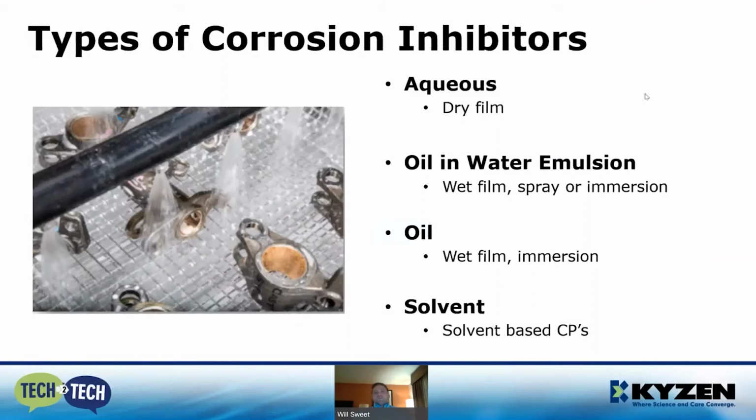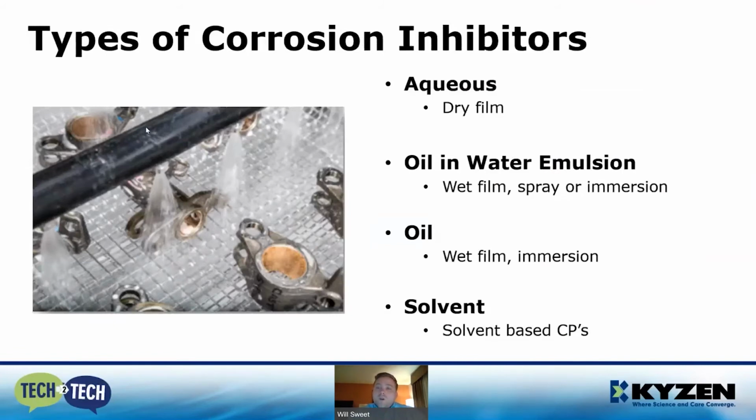Different types of corrosion inhibitors that are out there. You can apply them with an aqueous solution, and this is going to be a dry film. So typically, you're going to dilute one of these corrosion inhibitors with water. They're usually low concentrations, so maybe 2 to 5 to 6% of the actual corrosion inhibitor, and the rest is water. That's going to leave a dry film over your part.